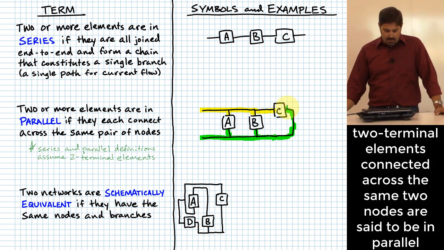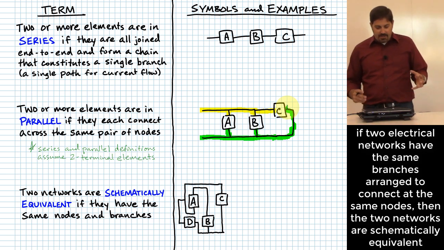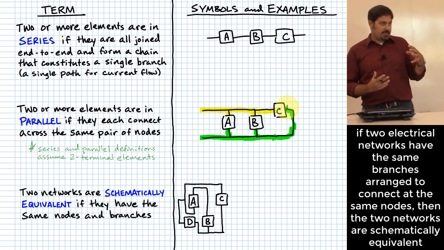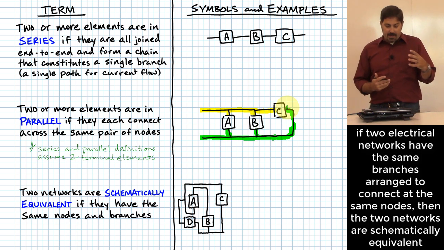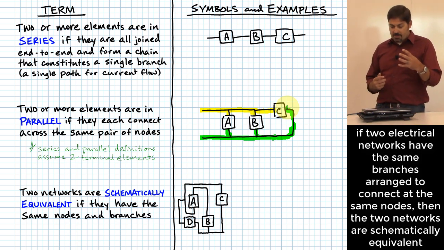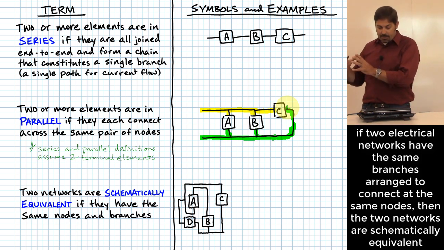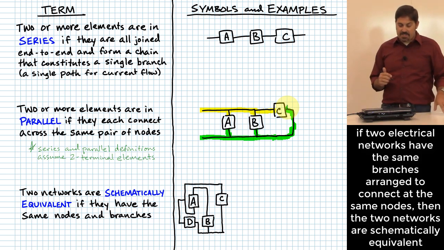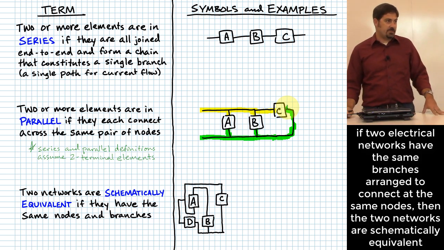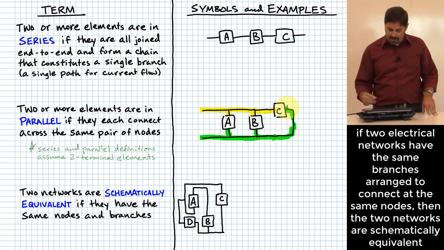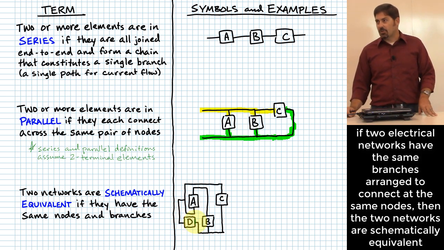Okay? Now there's an even bigger way of thinking about these circuits, and that is two networks are said to be schematically equivalent if they have the same nodes and branches. Okay? So I just wrote for you a messy looking circuit up there, right? This thing right here. What if we wanted to make that cleaner looking? Could we do that? And if so, how would we do that?